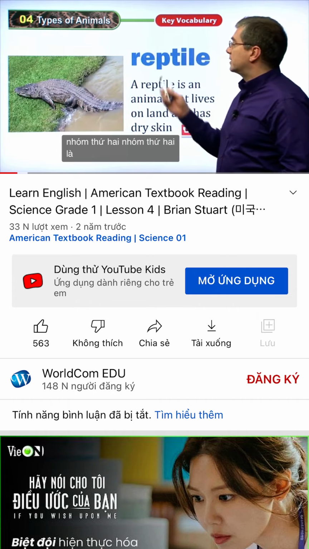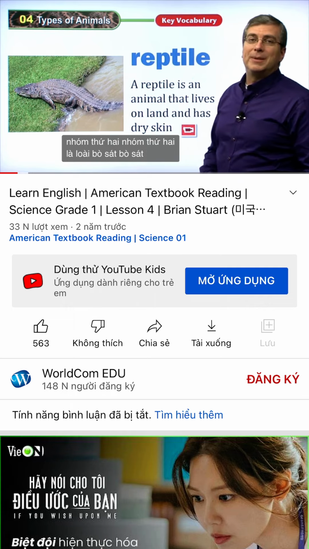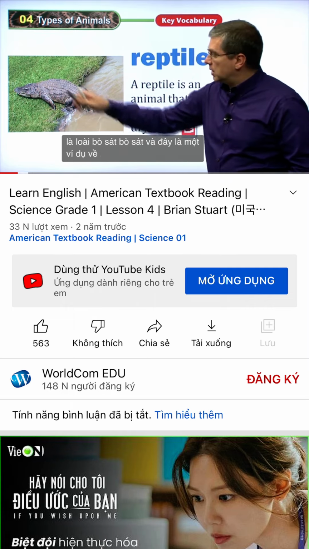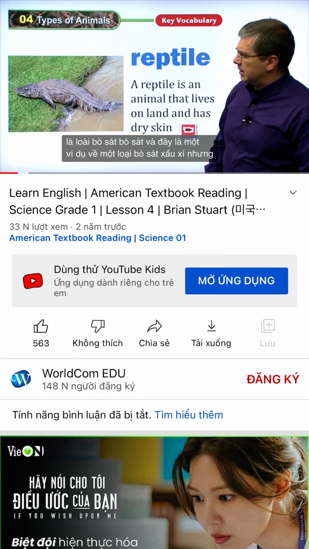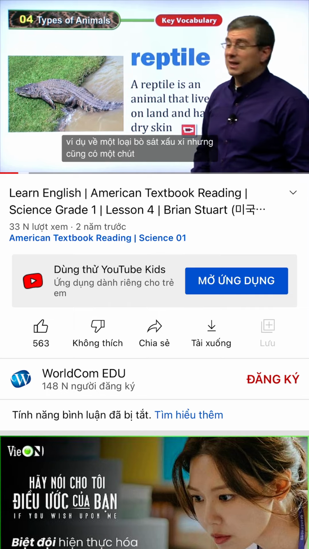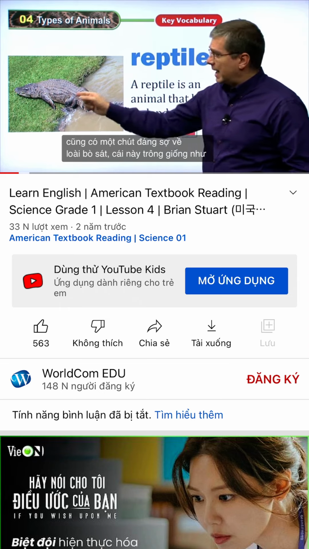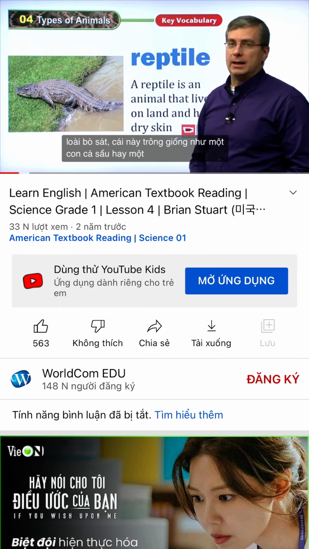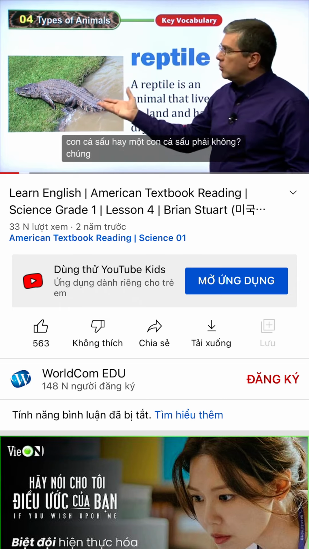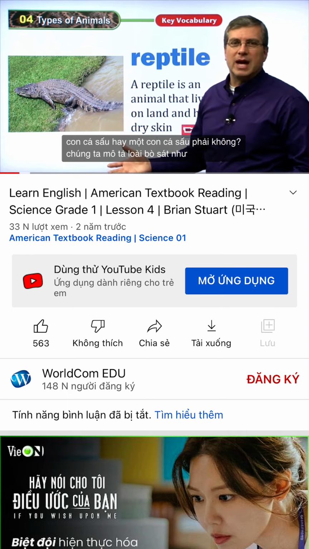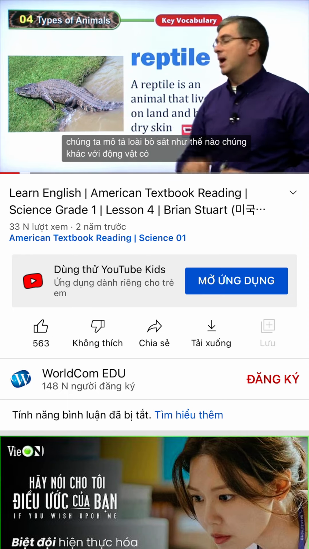Okay, what's the second group? The second group is reptile. Reptile. And this is an example of a reptile, a kind of ugly but also a little bit scary example of a reptile. What is this? Looks like an alligator or a crocodile, right? So how do we describe reptiles? How are they different from mammals?